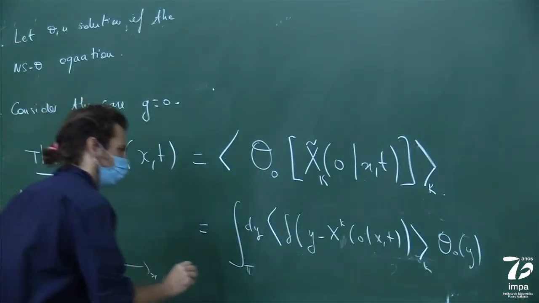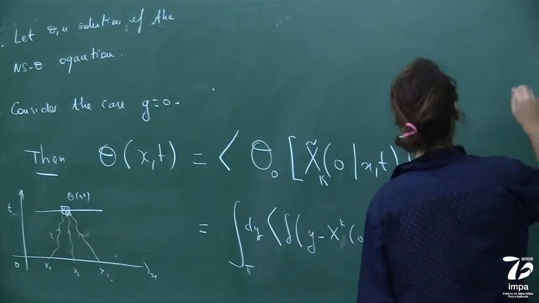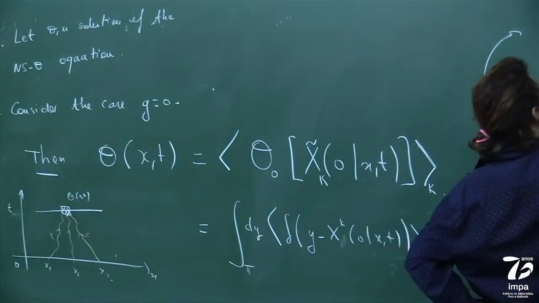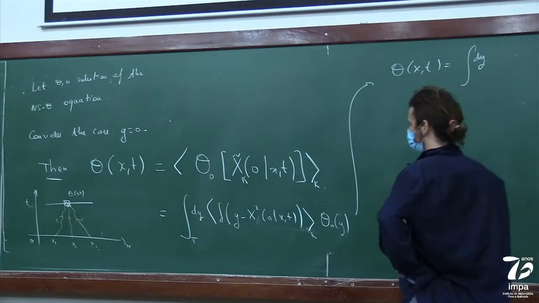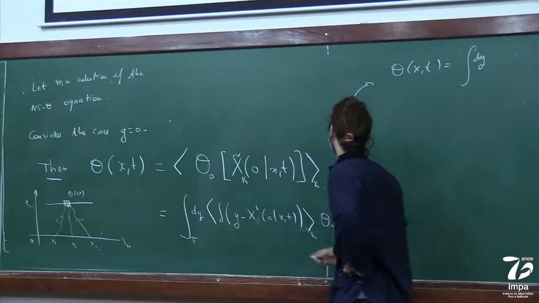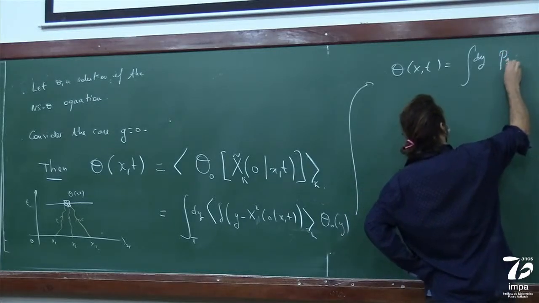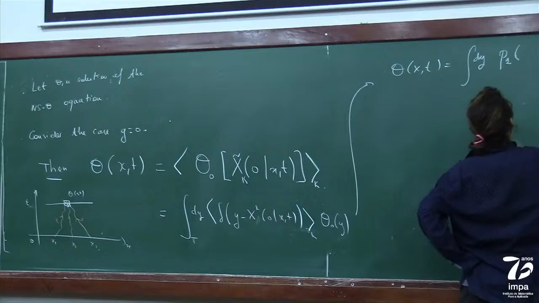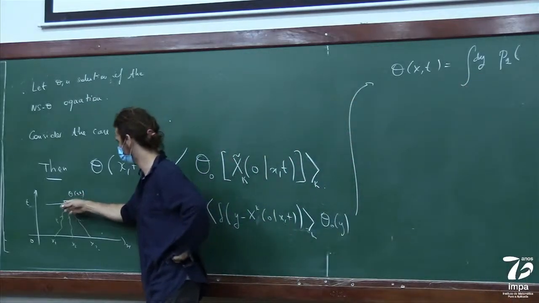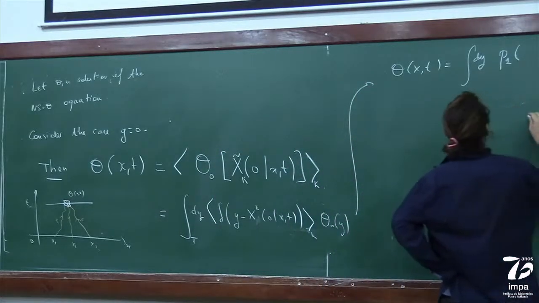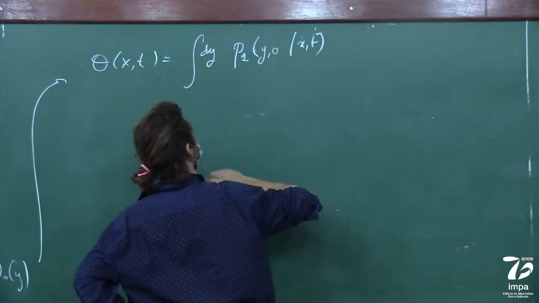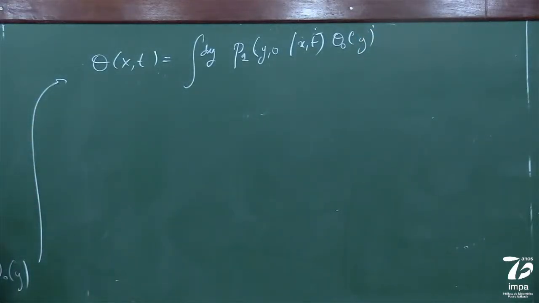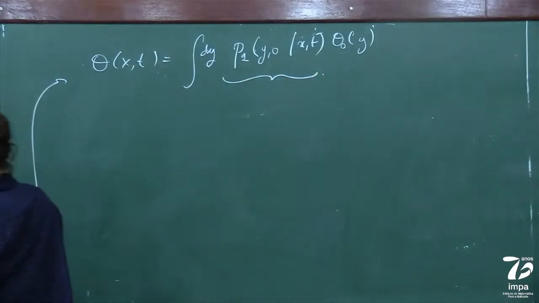Yes. And this can also be written as theta of xt, which is the integral over dy. So this is something that can be interpreted as a probability: the probability of a given particle, which is at a certain position xt at time t, to be at position y at time 0, times theta 0 of y. And so this is exactly the definition of this guy.